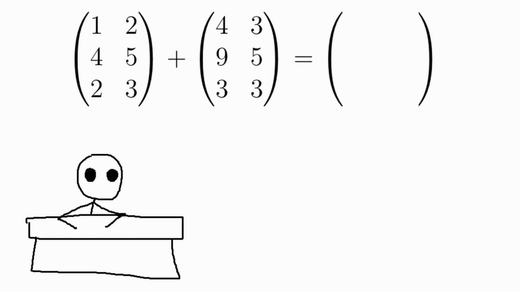Now we just add element by element. Looking at the first row and first column for each matrix, we have 1 plus 4, and that's 5. Then looking at row 1, column 2, we have 2 plus 3, which is also 5. Row 2, column 1 is 4 plus 9, which is 13, and so on for the rest of the terms.